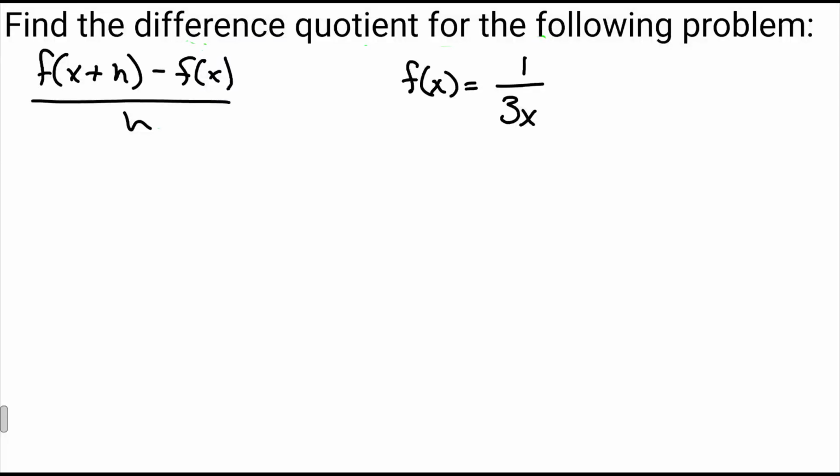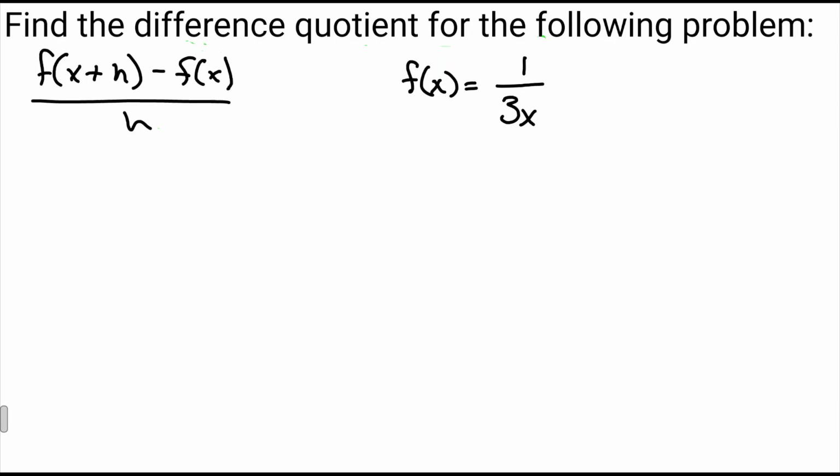Hi, so we have a problem here that asks us to find the difference quotient for the following problem. Now remember, the difference quotient formula is what I have here on the left hand side. It's f of x plus h minus f of x all over h. And the function that we're given in this particular problem is f of x equals 1 over 3x.